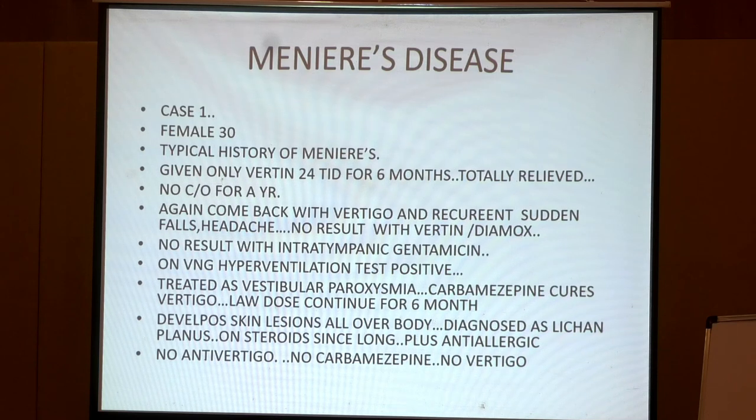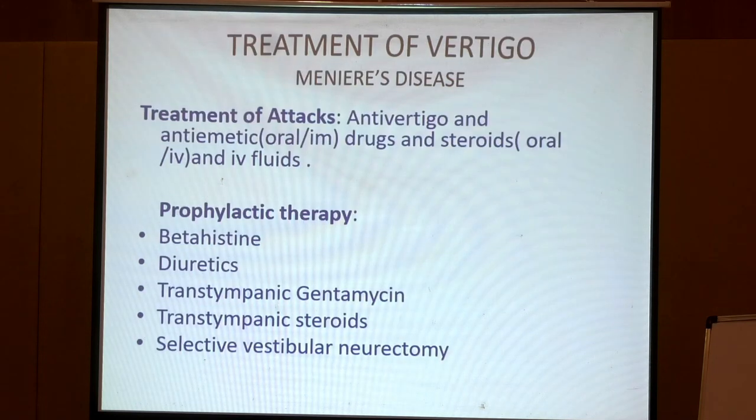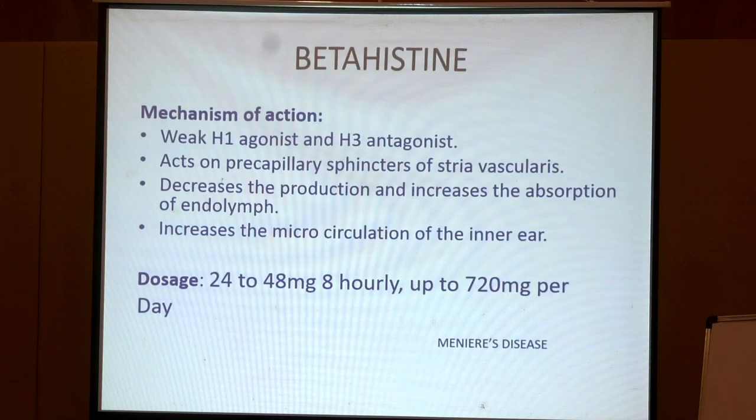So this type of patient we also come across. Treatment of Meniere's is treatment of the acute attack and prophylactic therapy. Anti-vertigo drugs and anti-emetics and steroids are very effective in the acute attack. Prophylactic betahistine is the drug of choice. It is a weak H1 agonist and H3 antagonist. Dose is 24 to 48 milligrams.